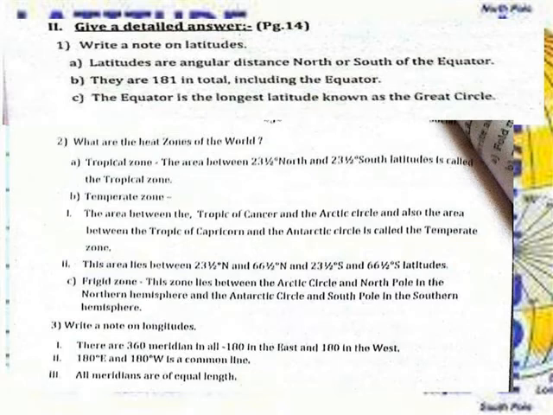Write your note on longitude. There are 360 meridians in all, 180 in the east and 180 in the west. 180 east and 180 west is a common meridian. All meridians are of equal length.